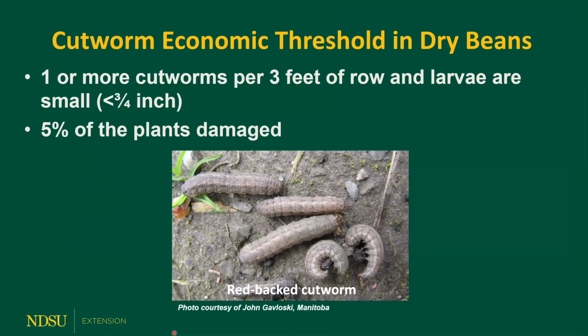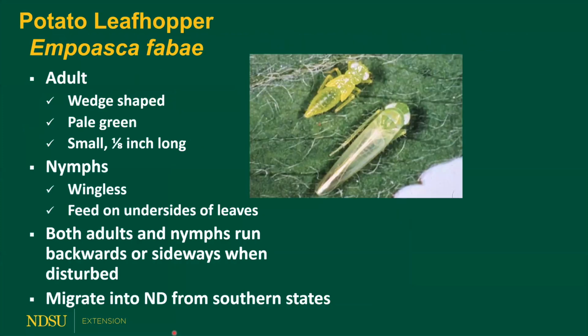The threshold in dry beans is 1 or more cutworms per 3 feet of row, and you want to get cutworms under control early when they're small, less than 3/4 of an inch. Another threshold uses the percent of plants that have been cut or damaged by defoliation, and that's 5%.